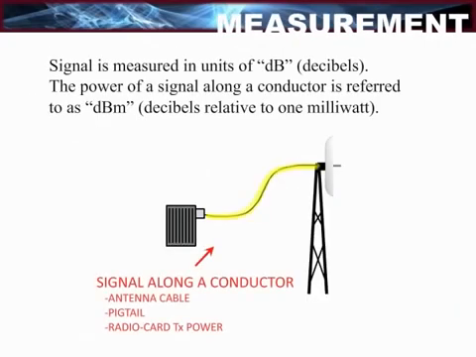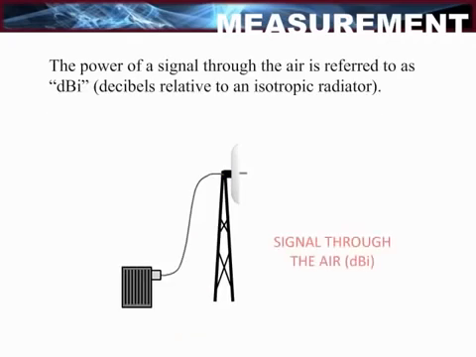Signal is measured in units of dB, or decibels. The power of a signal along a conductor, which could be a pigtail inside of an enclosure, or an RF cable that is going to an antenna, is typically referred to as dBm, or decibels relative to 1 milliwatt. The power of signal propagation through the air is generally referred to as dBi, or decibels relative to an isotropic radiator. An isotropic radiator is one that emits signal equally in all directions. The sun is a good example of this. This is not theoretically possible in RF, and we will discuss this shortly, but for measurement purposes, we use an isotropic radiator as a reference.